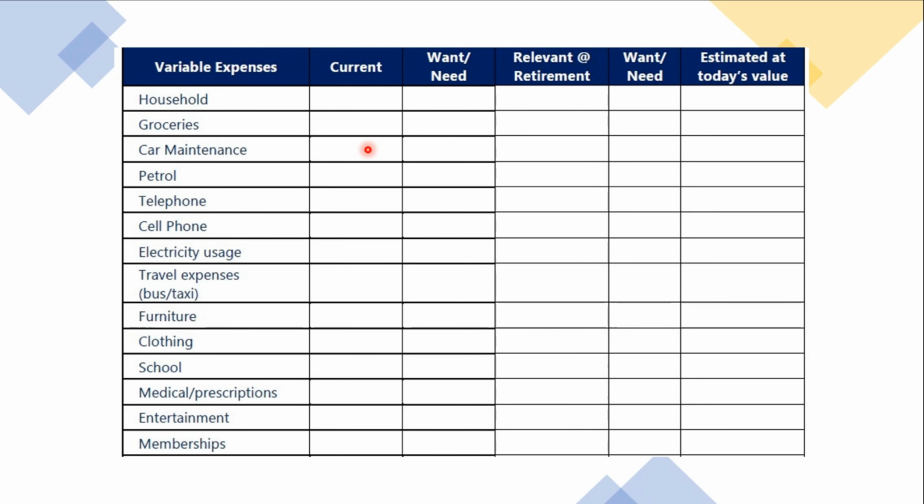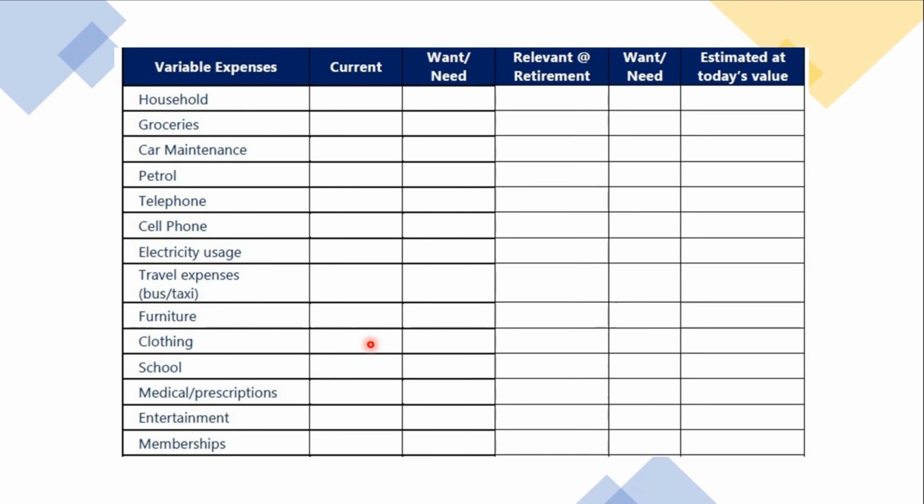Car maintenance. Do you put money aside for car maintenance? Petrol, obviously only if you have a car. Telephone. If you don't have a phone in your house, that wouldn't apply. Cell phone, I think you have. Remember, at retirement, you're supposed to be, never say cheap, please, cost effective. Electricity use, travel expenses. Do you have a bus or taxi fare that you pay? Furniture. Now, hopefully you don't buy furniture every month, but maybe you put money aside.